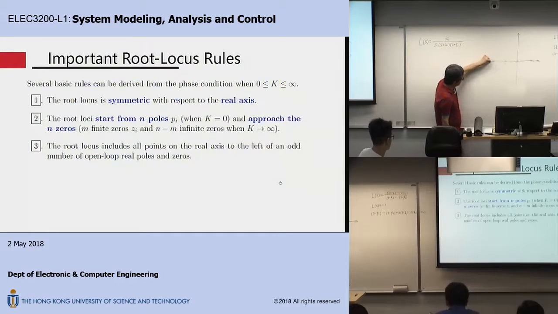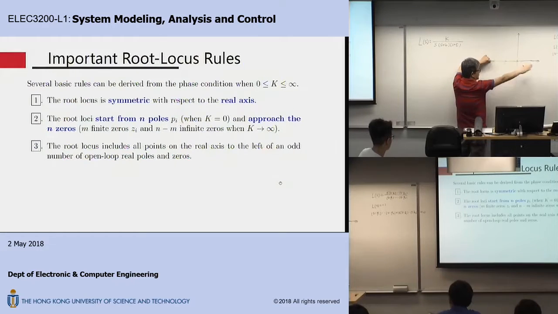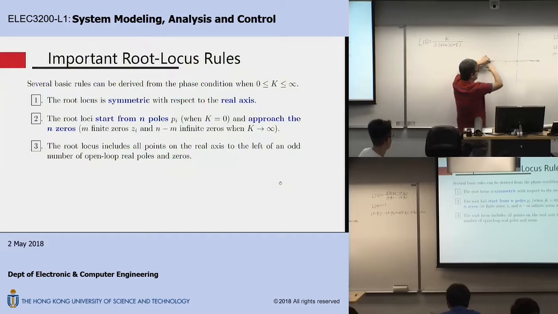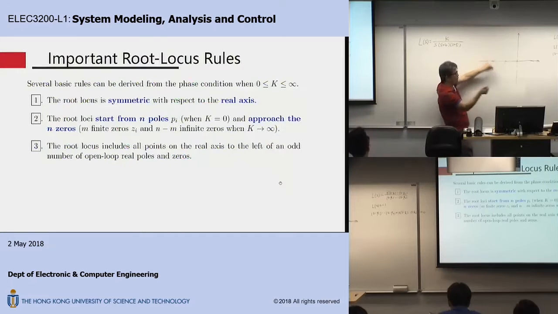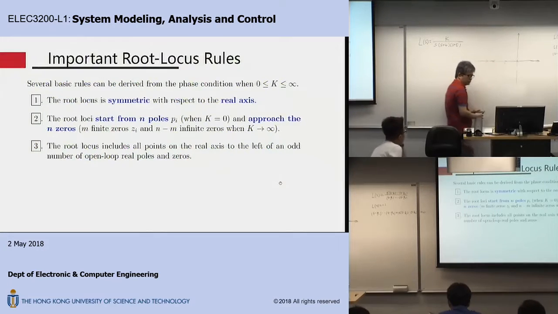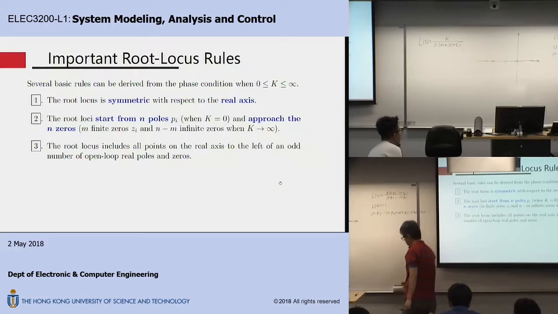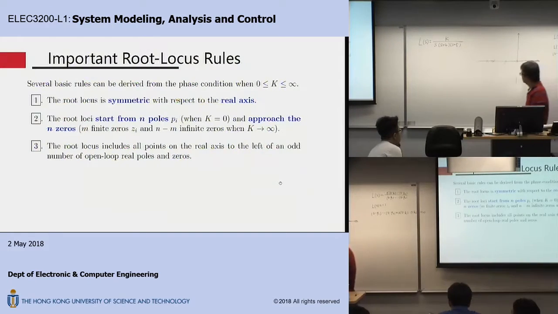Look at this point. You look at the right, and count the number of poles and zeros on the real axis. Now you have 2. So it's an even number, so this part is not in the root locus.